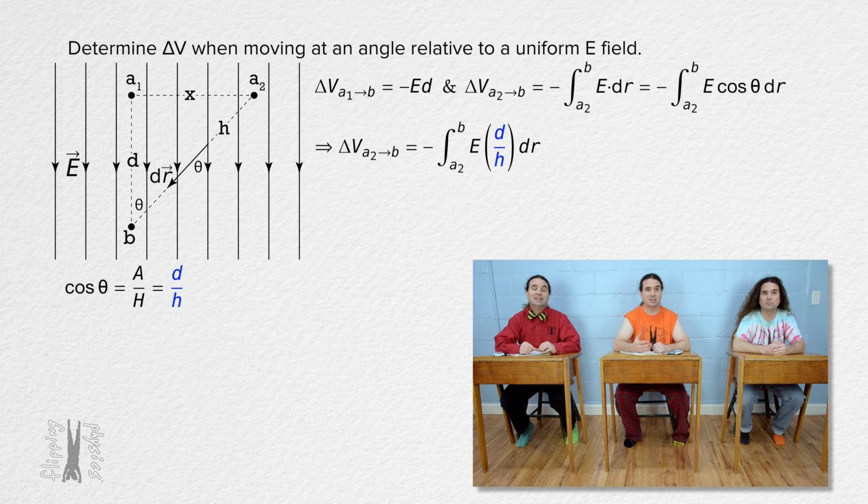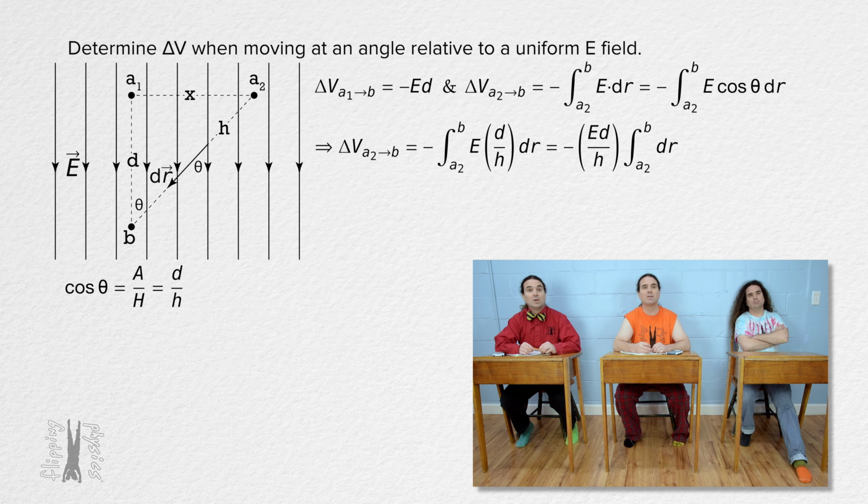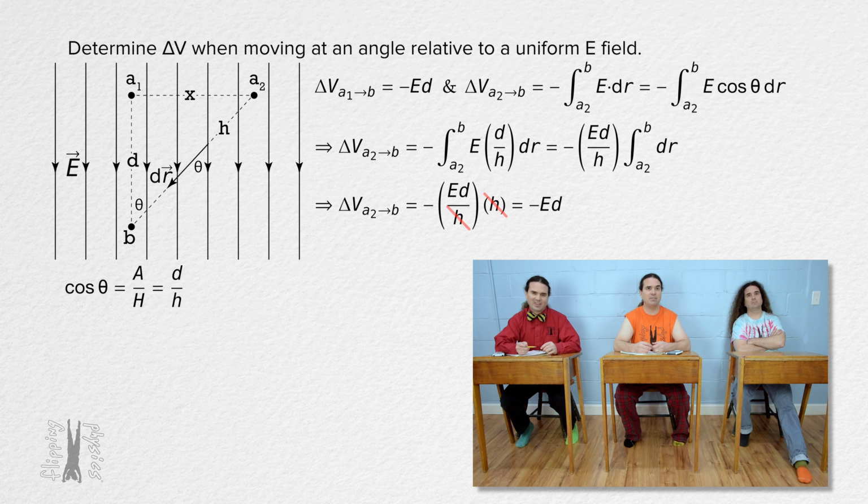The electric field, distance d, and distance h are all constant values, so they can all be taken out from the integral. The integral from a2 to b with respect to position is just the distance from a2 to b, which is the distance h. H cancels out, and the electric potential difference between point A2 and point B equals the negative of the electric field times distance d. That is the same as the electric potential difference from point A1 to point B.